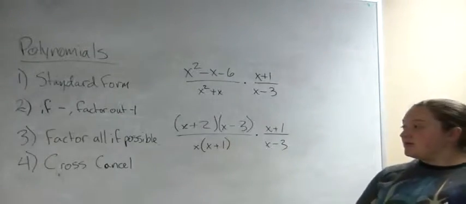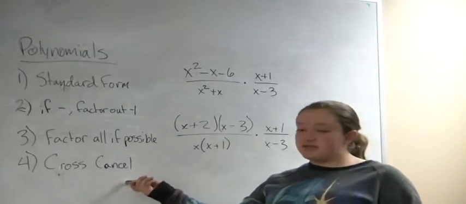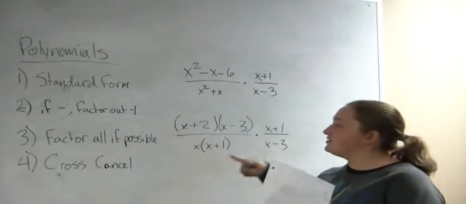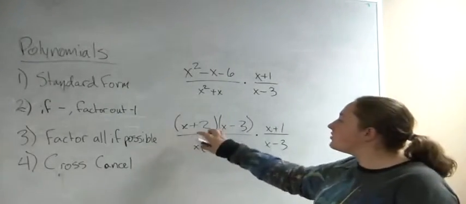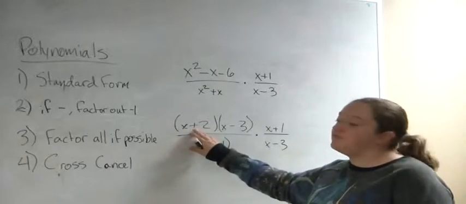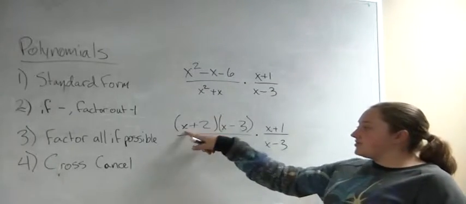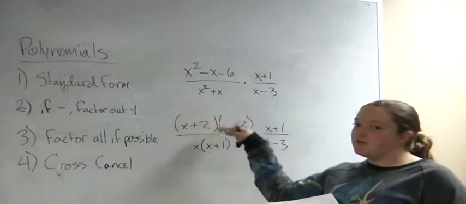Now, it says cross cancel. What I mean by cross cancel is you can't go through and say, oh, there's an x here and an x here, so I can cross cancel. This is one whole entire unit by itself, this x plus 2. That's why we put parentheses around it. You can't just factor out the x to the 2. It has to be the entire thing.